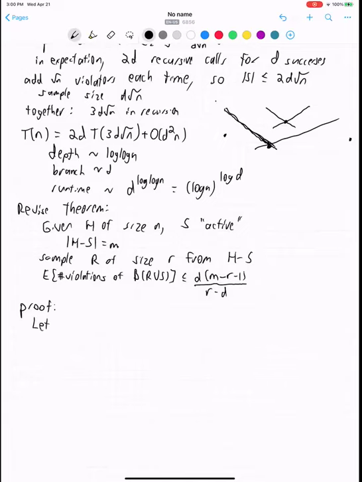So I need to introduce some notation. I'm going to let C sub H be the set of all optima of subsets T union S, where T is contained in H minus S.